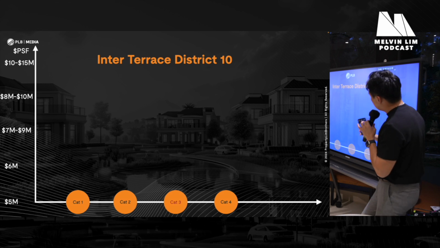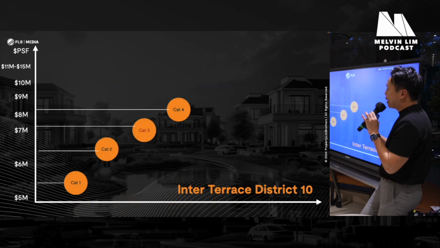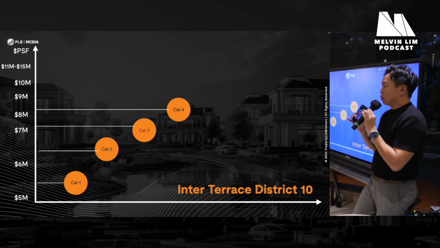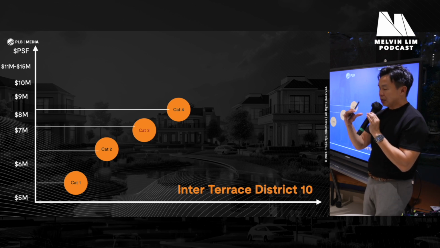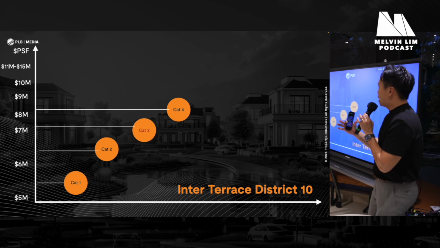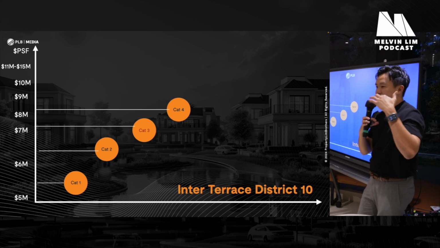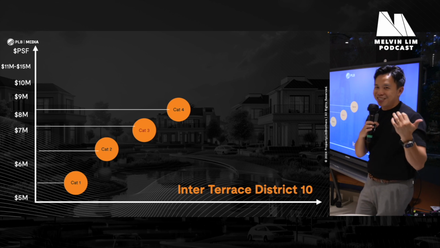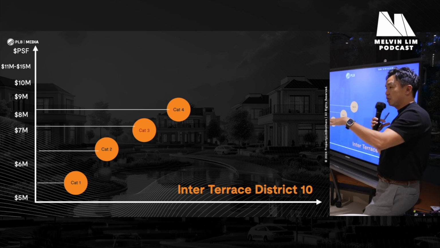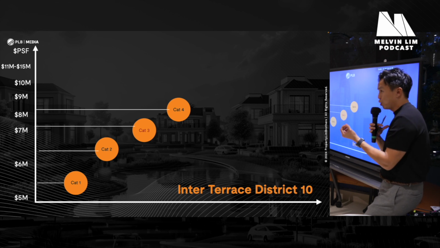Now, this is the current quantum pricing in D10 based on asking price. So I like to look at asking price because why? When we look at transacted price, it's important, but transacted prices are usually lagged by 3 to 4 months. And landed property owners, they have strong hands. And if I were to look at transacted price, I would never be able to buy a landed property. But if I can study the asking price, I know the behavior and the mindset of the existing landed owners, then there's a chance for me to spot an opportunity or value buy.